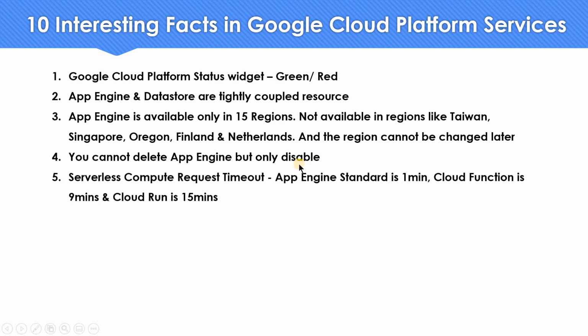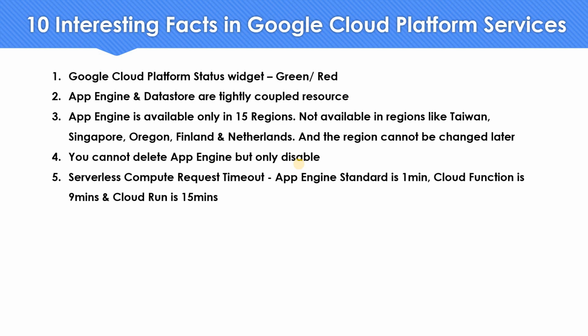Moving on to the next interesting fact, this is with respect to the serverless compute request timeout settings. We have seen in previous videos, the 7 wonderful features of GCP, where I had talked about the serverless options. When it comes to the compute options, it is your App Engine standard, Cloud Functions, and Cloud Run. These are your serverless options, and since it's serverless, you get lots of wonderful features there. But you need to keep in mind, when you're designing your applications or your microservices, the timeout period is very, very important. App Engine standard is 1 minute, Cloud Functions is 9 minutes, and Cloud Run is 15 minutes.